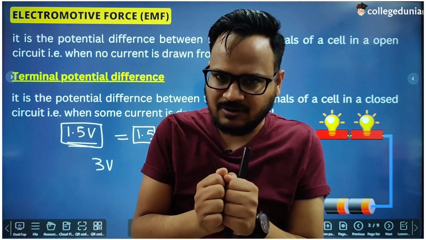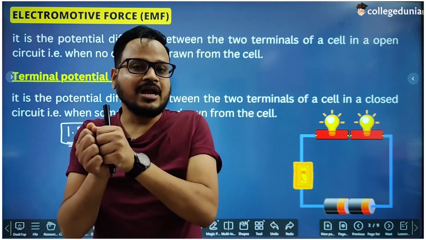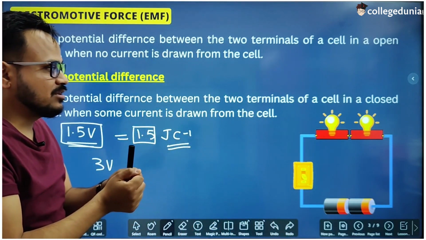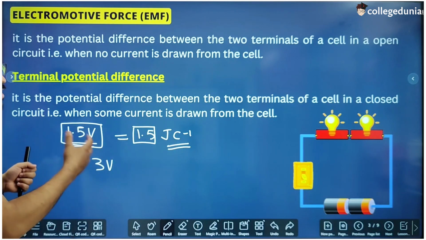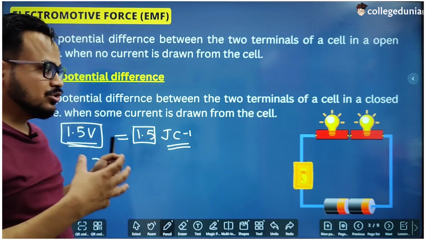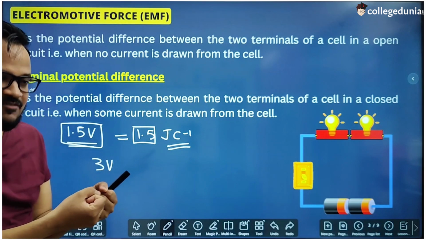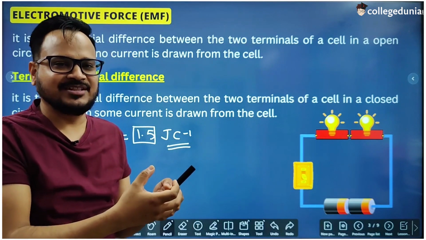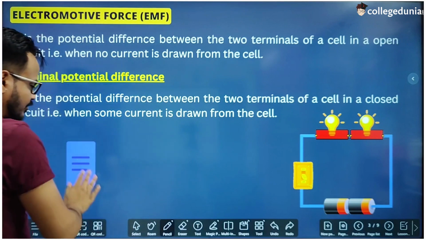But why are we calling it a force? Because this energy is used to push the electrons, and the agency which is used to push something is called force. That's why we are using the term force, but basically it is energy, right? So this is a force which is motivating the electrons to move in the circuit. That's why it is called the electromotive force.